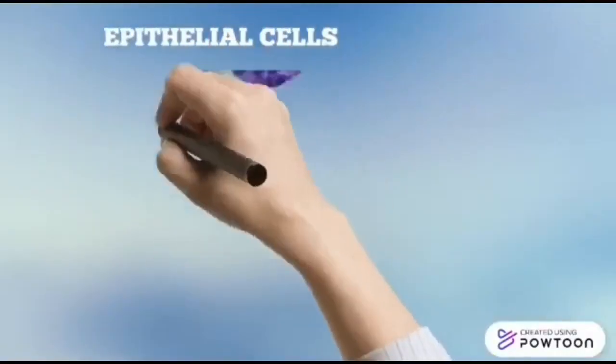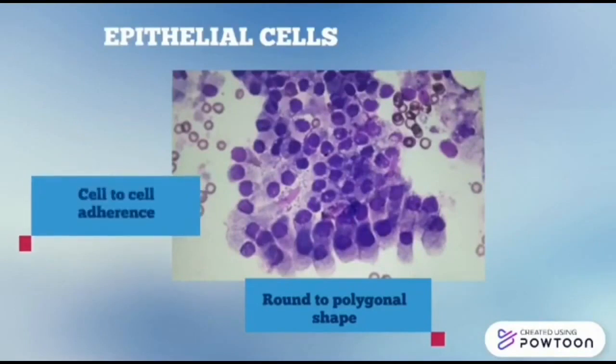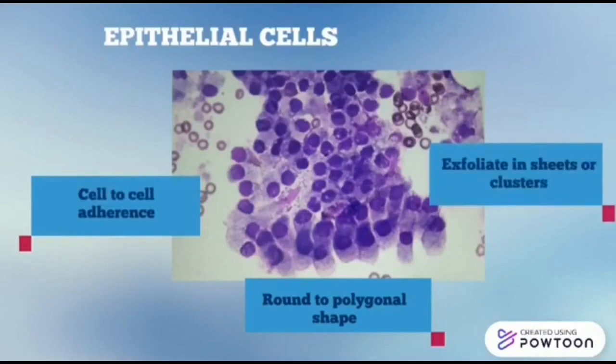For the epithelial cells part, epithelial cells arise from lining surfaces, parenchymal tissue, or glandular tissues. Epithelial cells are typically large cells that have a round to polygonal shape with distinct cytoplasmic borders. Epithelial cells also tend to have cell-to-cell adherence. Therefore, they frequently exfoliate in sheets or clusters, although some individual cells may be present as well.